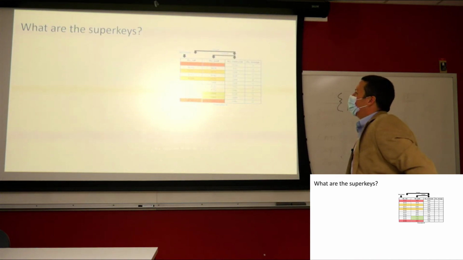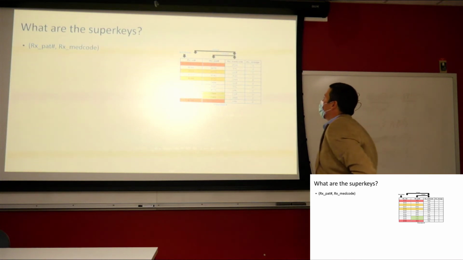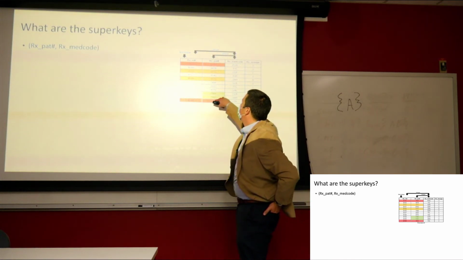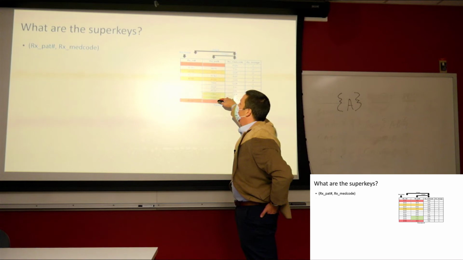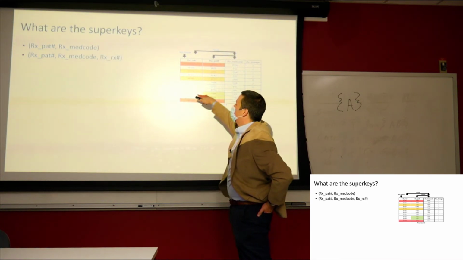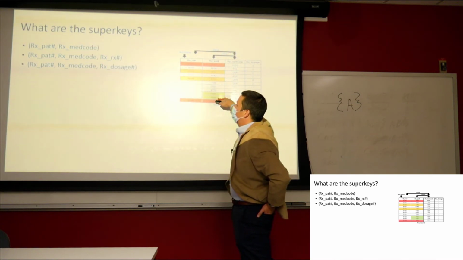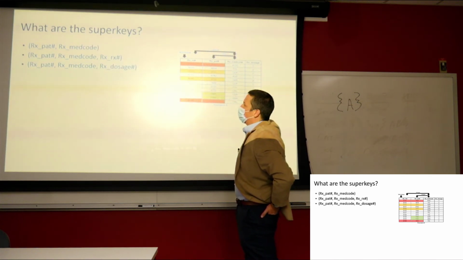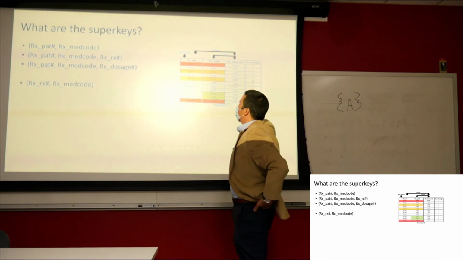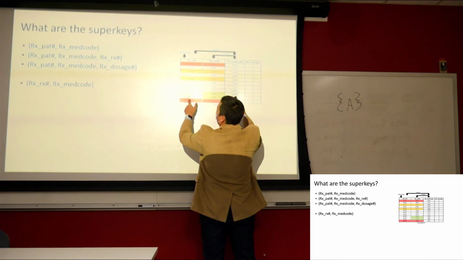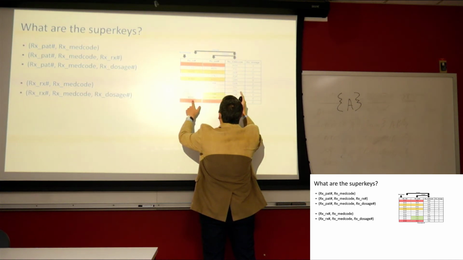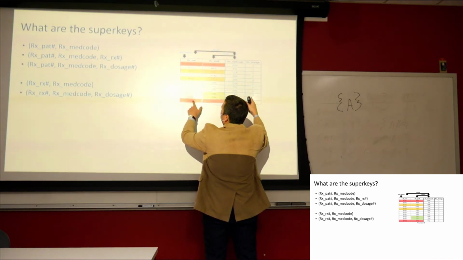All right, so given this situation, what superkeys do we have? If we start with patient number and med code, that would be a superkey. Patient number, med code, and prescription number together would be a superkey. Patient number, med code, and dosage together would be a superkey. Prescription number and med code would be a superkey. Prescription number, med code, and dosage would be a superkey.